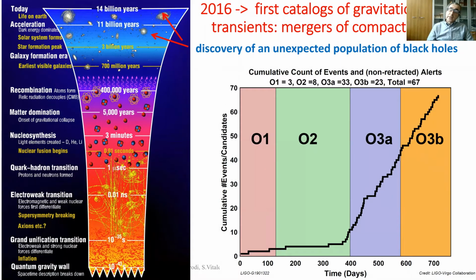In more recent years, we delivered some catalogs of gravitational wave transients made of mergers of compact objects, and for instance, led to the discoveries of an unexpected population of black holes more massive than previously thought. The counts of these events is rapidly increasing in time as detectors are upgraded and as more observation time is performed.